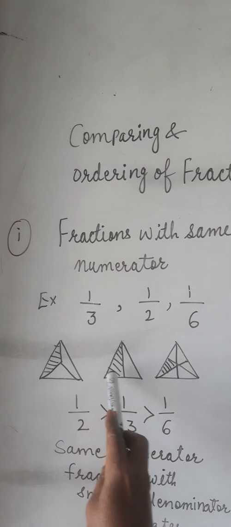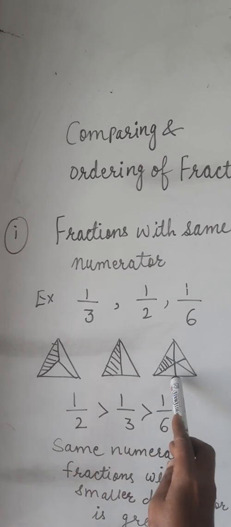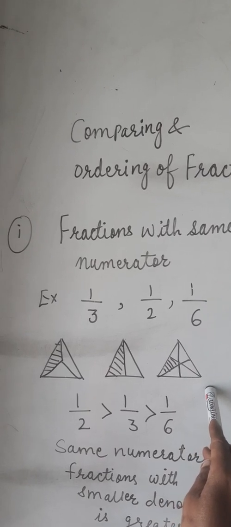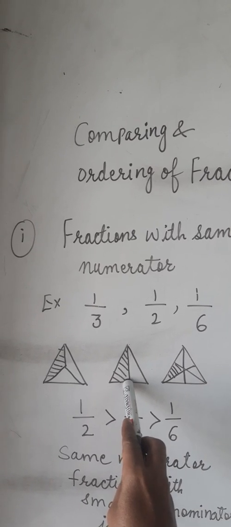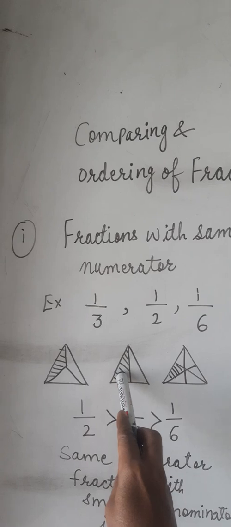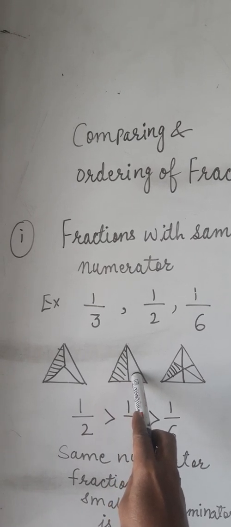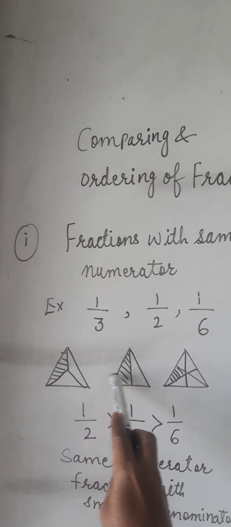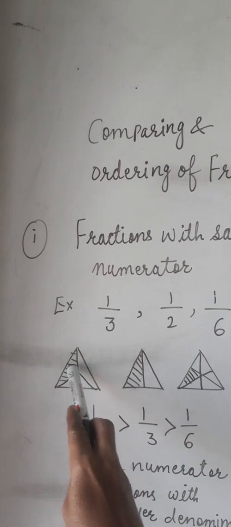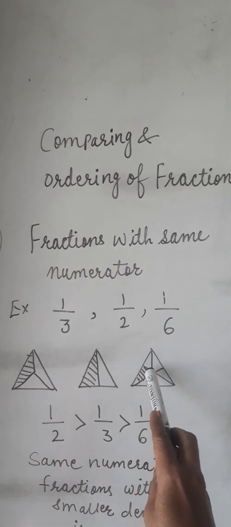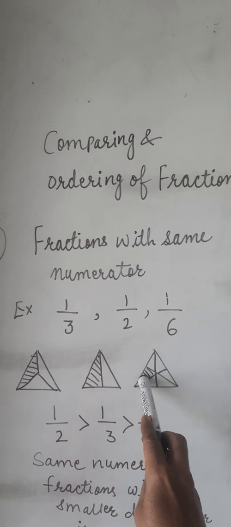So from this shaded portion it is clearly visible that this is greater, right? Because out of the 2 parts we are taking 1. Here out of the 3 parts we are taking 1 and here out of the 6 parts we are taking 1 part.